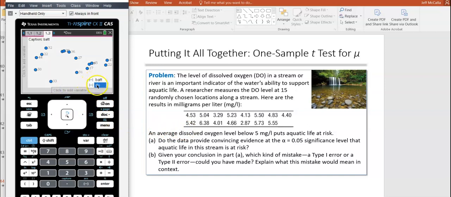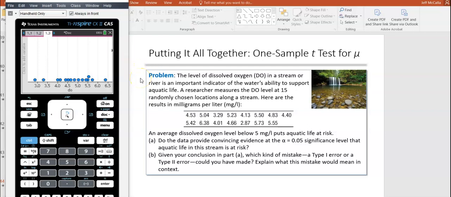check the conditions. Does it say something about a random sample? Randomly chosen locations, so random sample. Is it less than 10%? 15 randomly chosen locations. There's probably almost an infinite number of locations along the stream, so that's less than 10% of the locations across the stream. It certainly does not look majorly skewed. I don't see any obvious outliers. So it passes all the conditions.